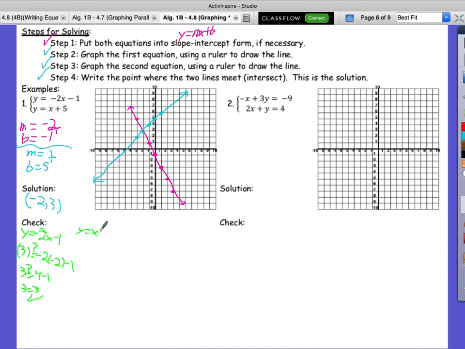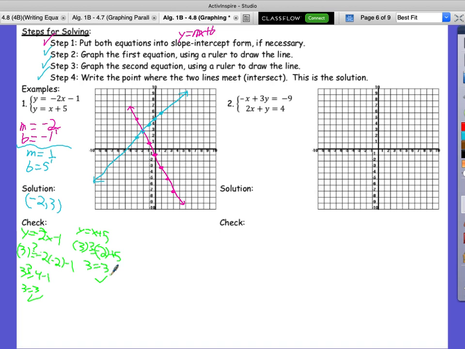Y equals x plus 5. So we plug in -2, comma 3 again. 3 equals -2 plus 5. Hey, what is -2 plus 5? Positive 3. So does 3 equal 3? So it works in both of them. So notice, we can check to see if we got them right by plugging in whatever our solution is, wherever they both intersect.